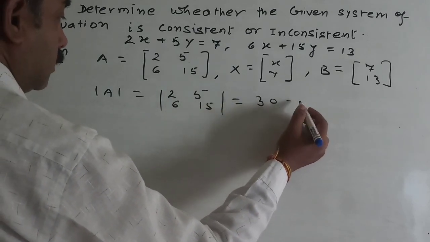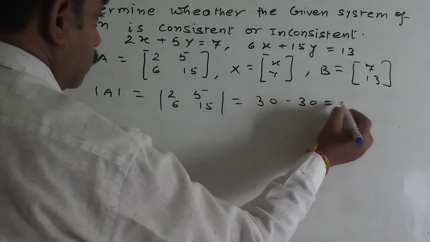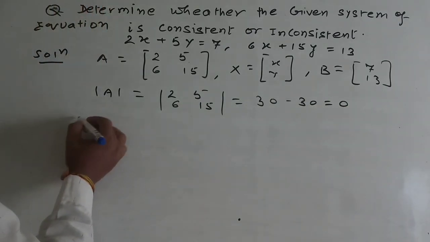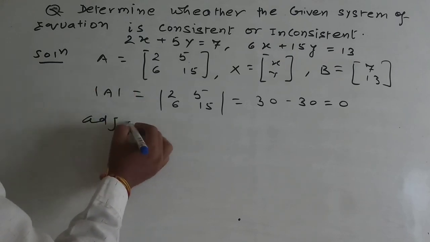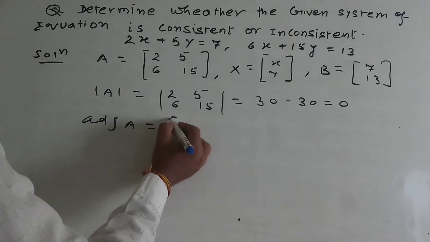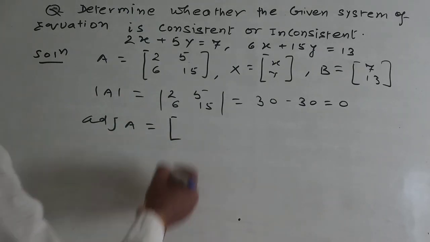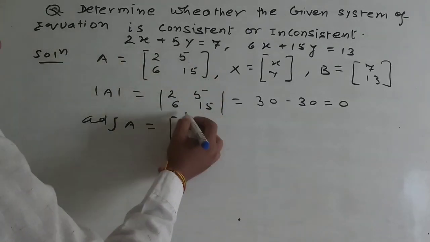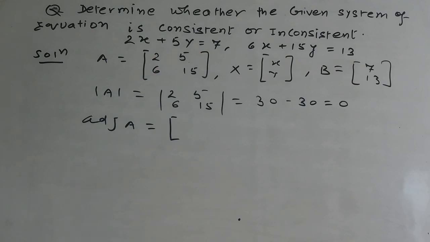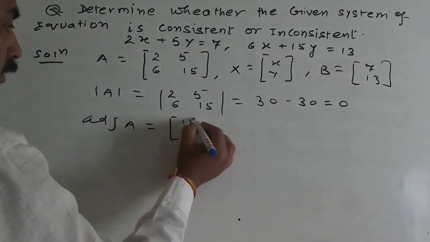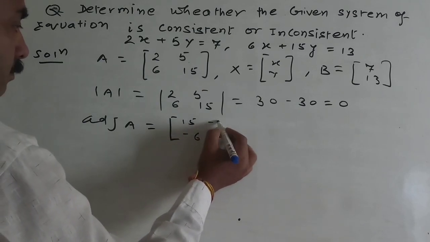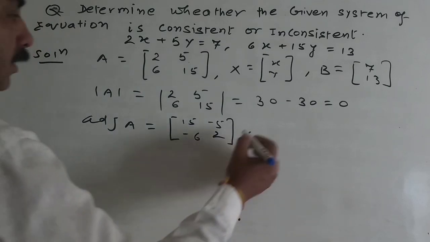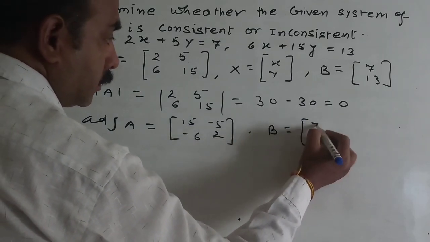Now we find first determinant A, that is 2 5 6 15, 30 minus 30, that is 0. If determinant A is equal to 0 then we find out adjoint A into B. First we find out adjoint A. Since it is a 2 by 2 matrix, adjoint of a 2 by 2 matrix we can directly find out. The diagonal elements will be interchanged and non-diagonal elements will be multiplied by minus sign: 15, minus 5, minus 6, 2. This is adjoint A, and the matrix B is 7 13.